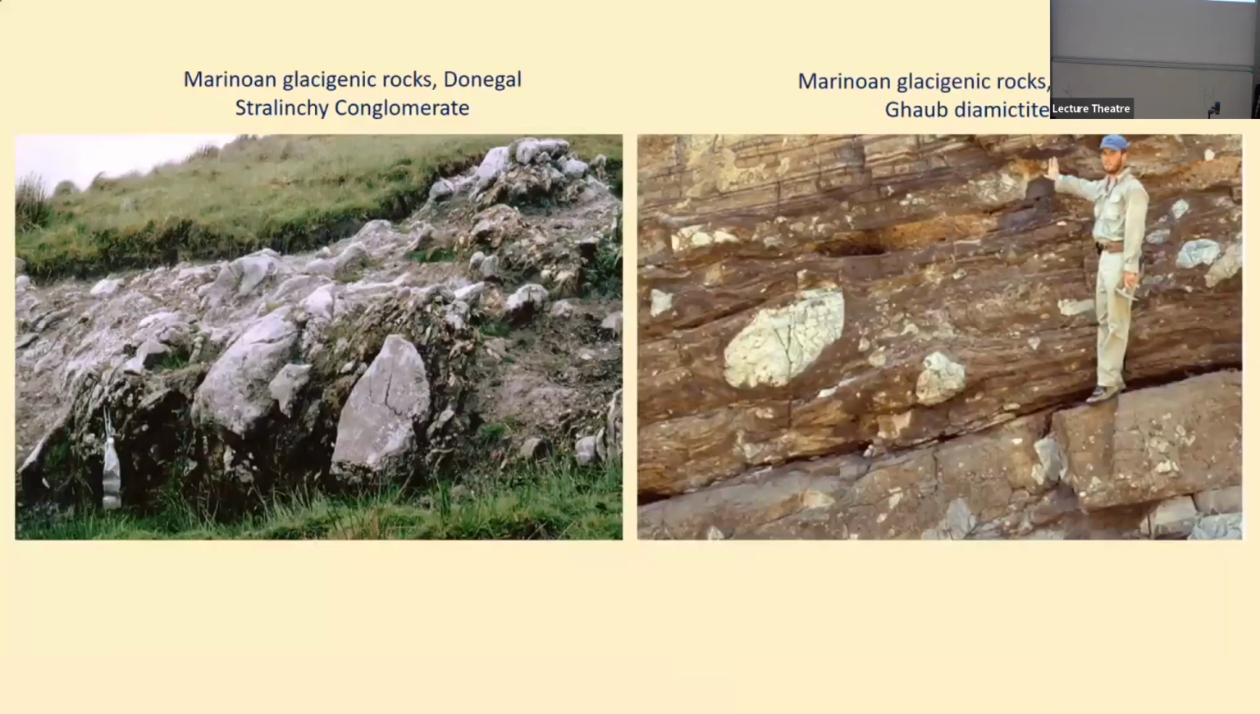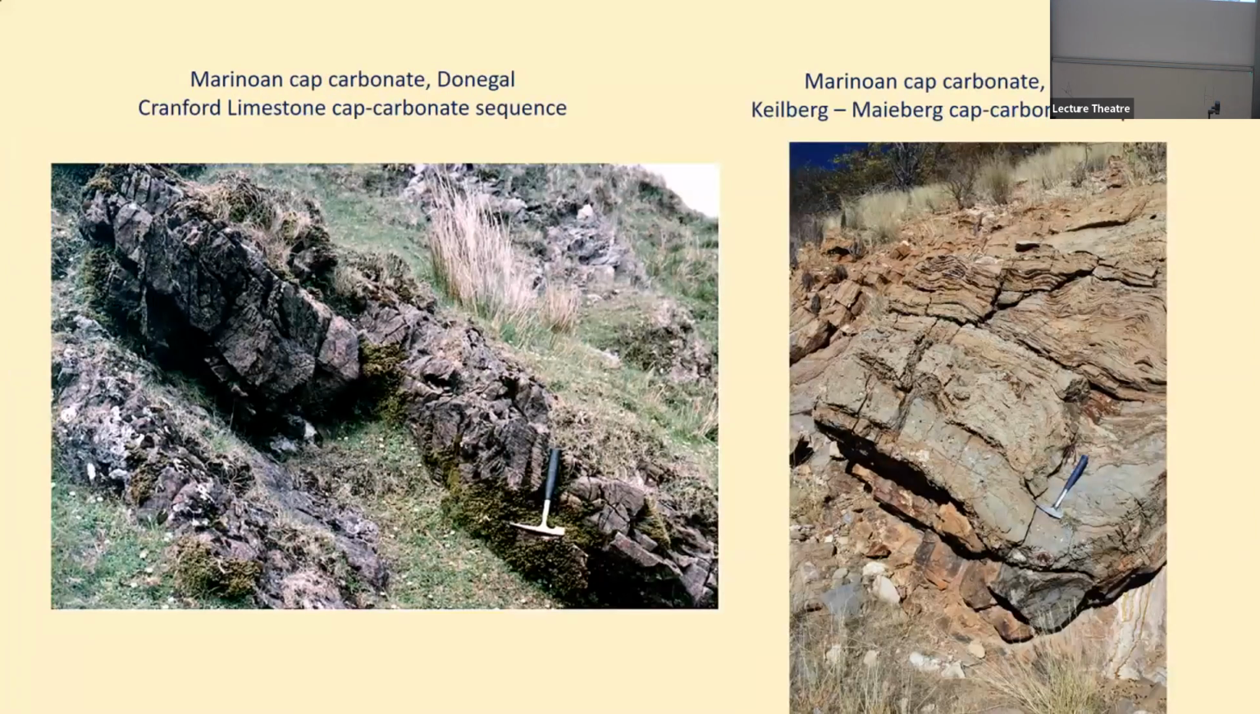This is what you see. On the left, the Donegal rocks. On the right, the Namibian rocks. There are these beautiful glacial units that we can see. We can do this comparative geology with the cap carbonate. On the left, and I'm going to show you a series of these.